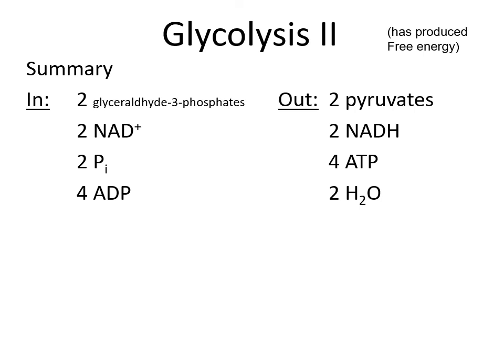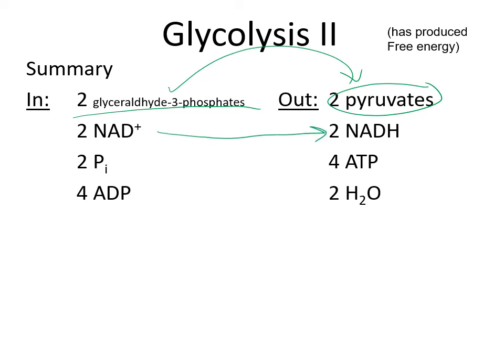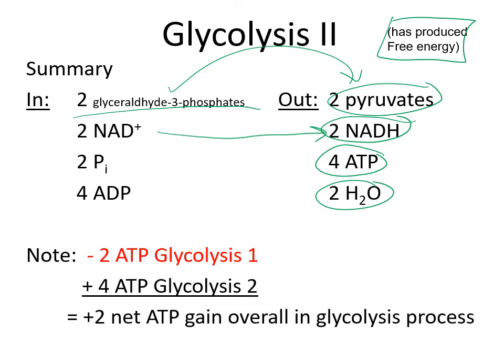So overall summary for it, we have 2 glyceraldehyde 3-phosphates going into glycolysis 2. They have now turned into 2 pyruvates. We've loaded up 2 electron carriers, so we've created these 2 NADH versions, which are the version that's actually carrying the electrons. We've made 4 ATPs, but remember we used 2 of them when we did glycolysis 1. And we also got 2 waters out of the process. We have actually produced free energy in the second part of glycolysis. Overall, a net gain of 2 ATPs because we had to pay 2 in to get these 4 out.